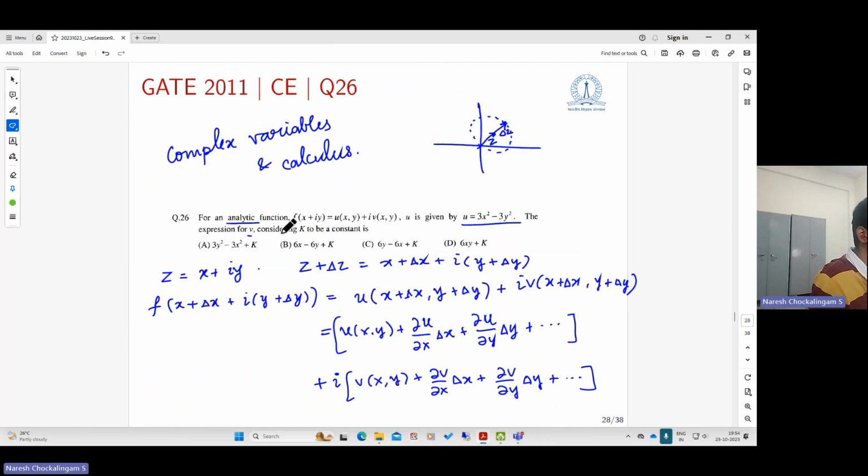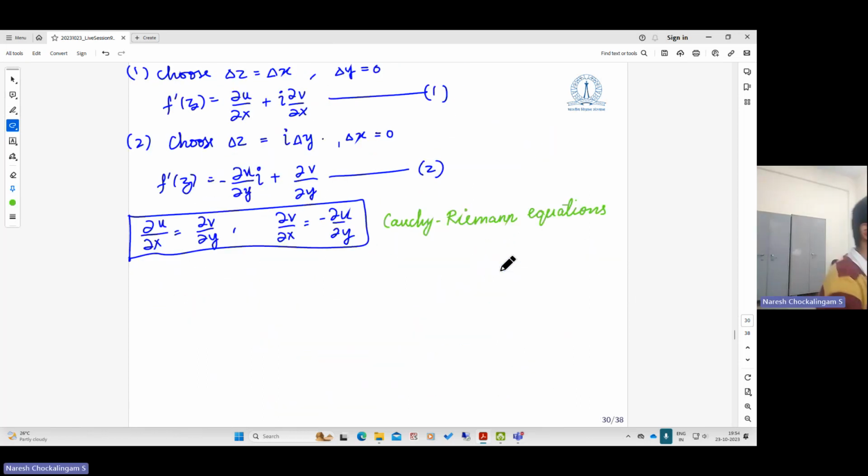So we are given that f of x plus iy is analytic, and u is given as 3x square minus 3y square. Let us find out what del v by del y is. So the partial v with respect to y is nothing but partial u with respect to x. So it is nothing but 6x. So partial v with respect to y is 6x.